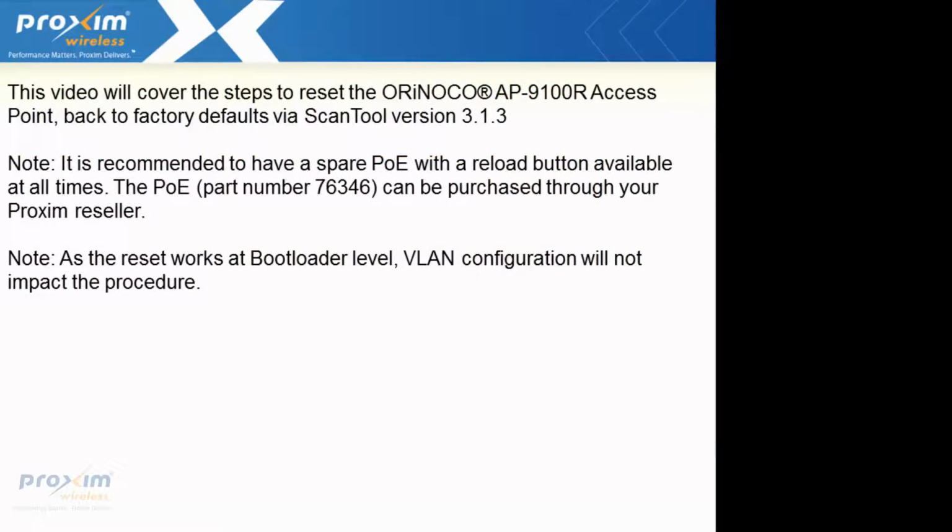This video will cover the steps to reset the ORiNOCO AP-9100R Access Point via ScanTool version 3.1.3. A few quick notes. It is recommended to have a spare PoE with the reload button available at all times. The PoE part number is 76346. This can be purchased through your Proxim reseller. As the reset works at the bootloader level, VLAN configuration will not impact the procedure.